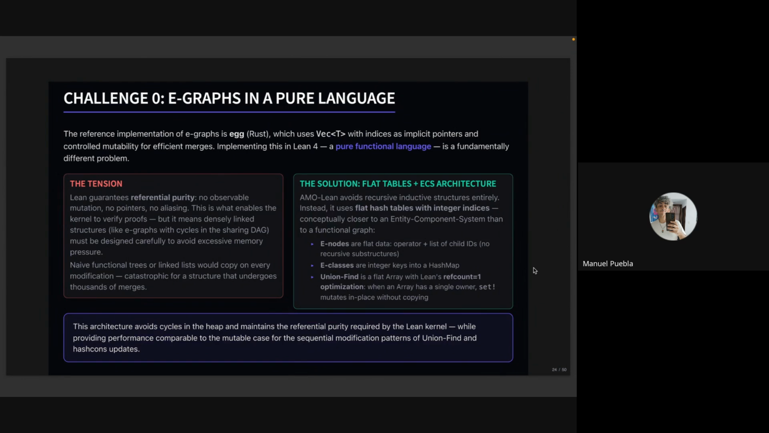And nodes are now flat data. They have an operator and a list of children. Classes are integer keys into a hash map. And union find for us is a flat array with counts of references. This architecture avoids cycles in the heap and helps us keep things as simple as possible. Of course, there can be other strategies for dealing with the pointers, but our first idea was this one. It's practical, short, and easy.